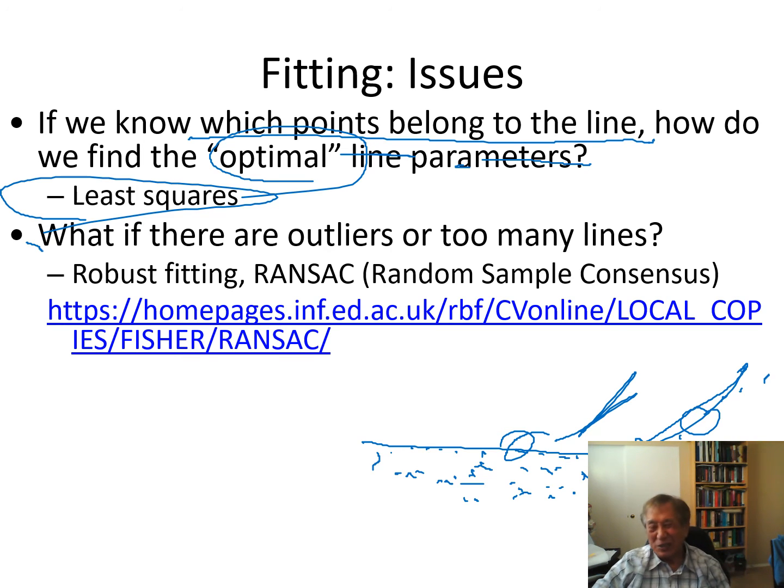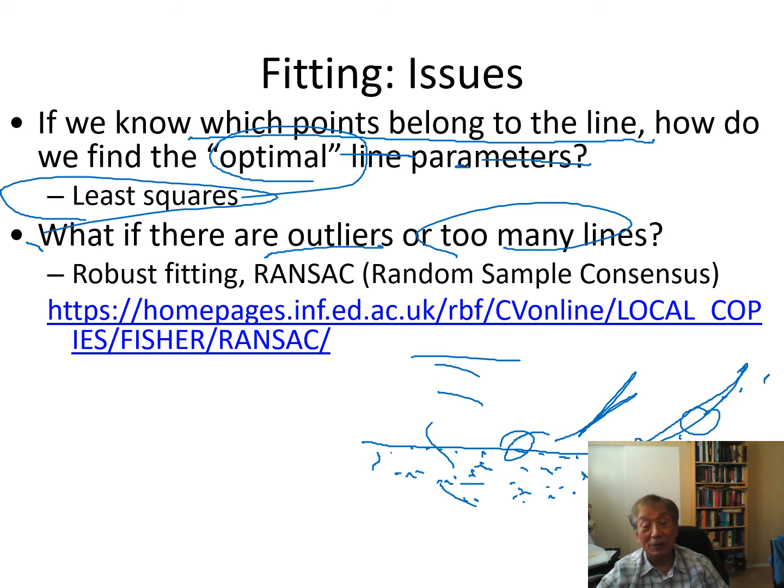Again, this is all statistics, so I know it is going to be hard, but let me explain it at least to a certain level. Then, of course, there are outliers and too many lines, and we don't know what to do. Then least square is not good. This is a simple case, and then random sample consensus is more useful.